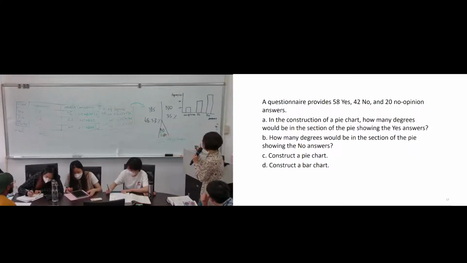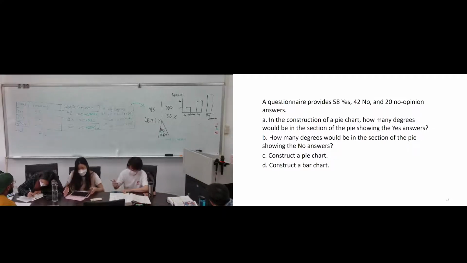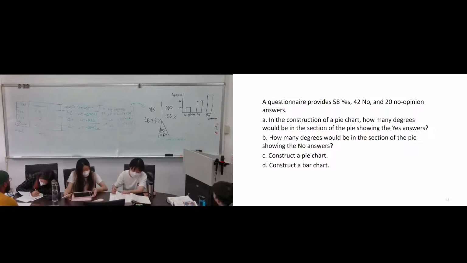Okay, so 48.33% says yes, 35% says no, 16.67% say no opinion. Okay, that's the pie chart. And then the last one is the bar chart. On the horizontal axis, we present the three classes: no opinion, no, yes. And on the vertical axis, we present the frequency for each of the classes.